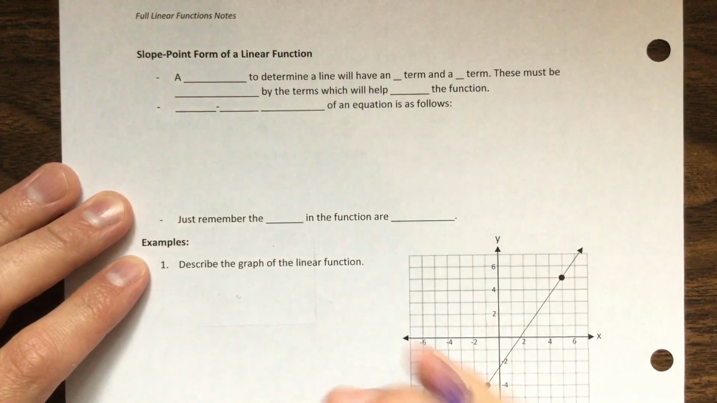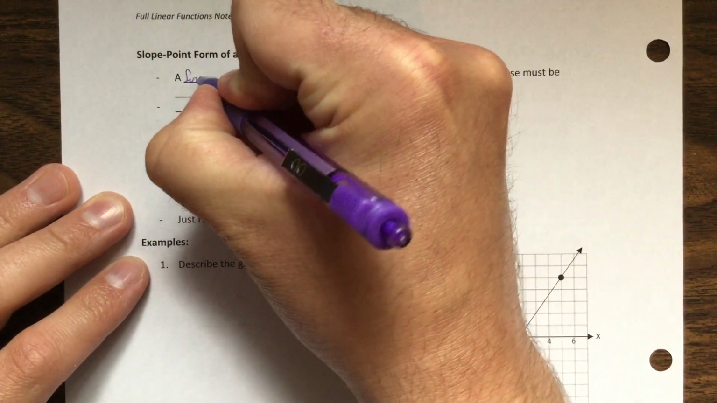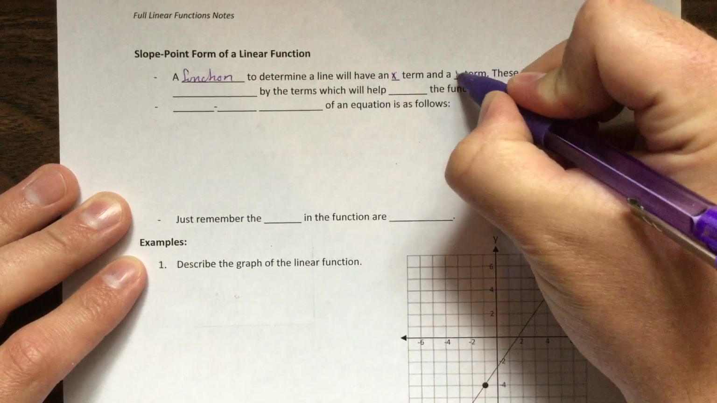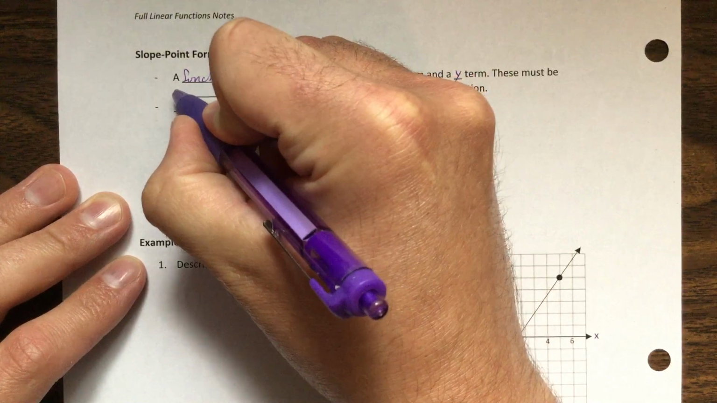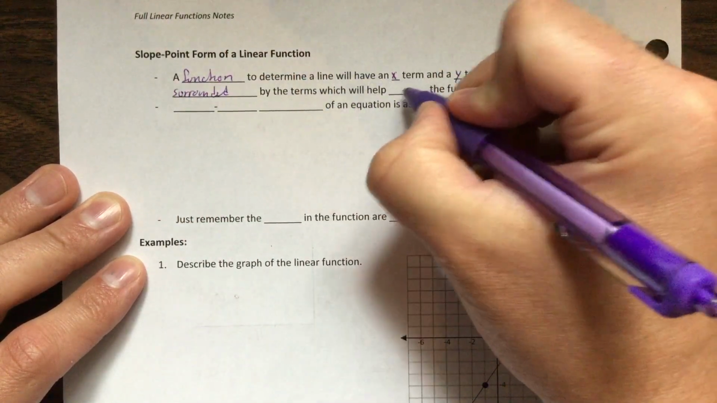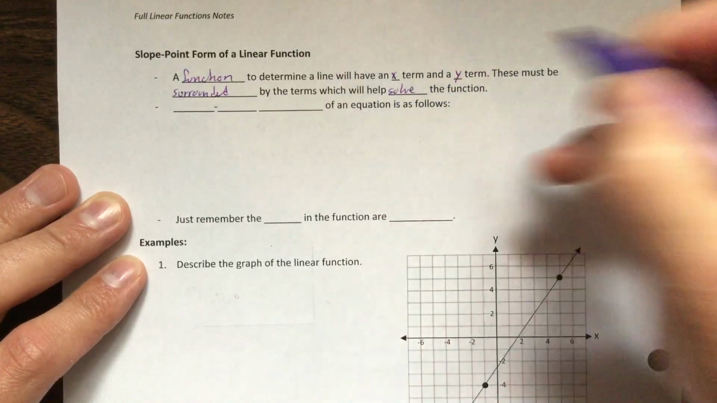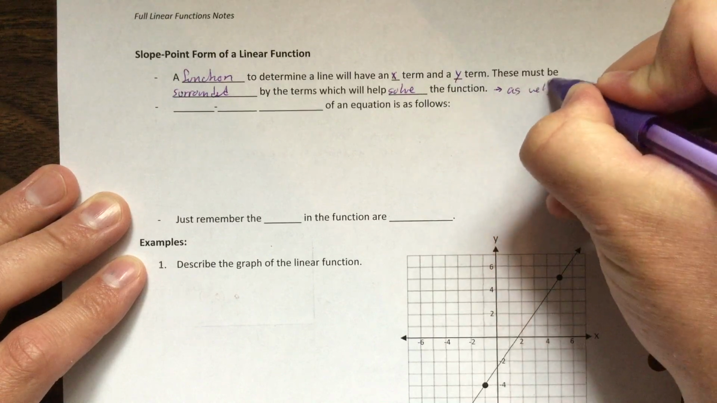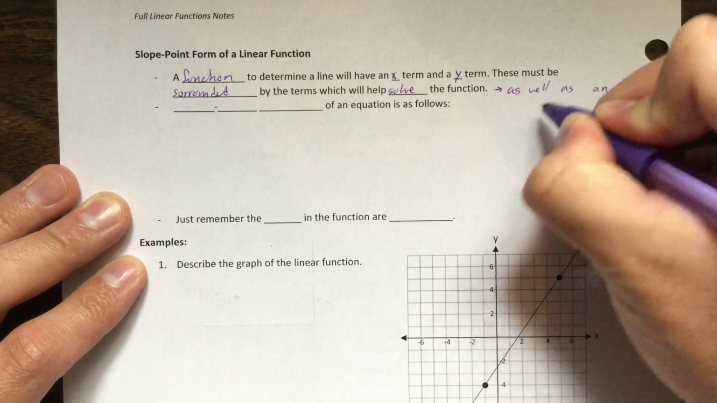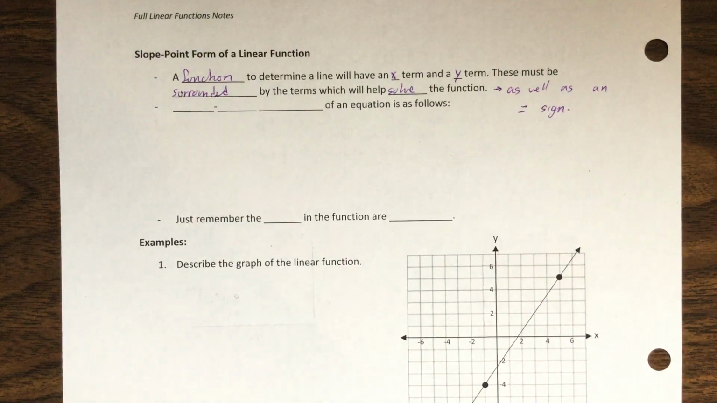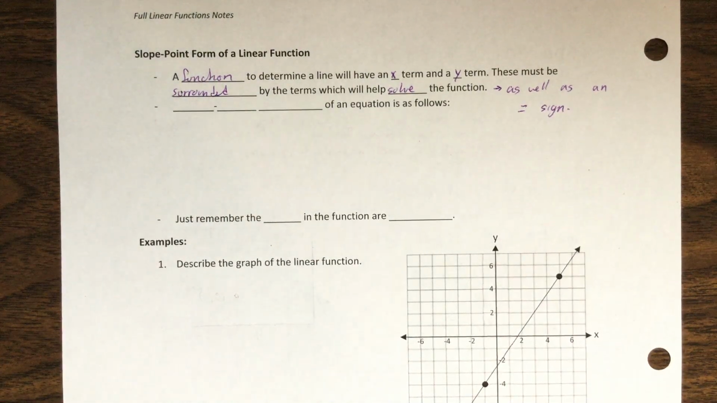All right, just to go through this really quickly again. A function to determine a line will always have an x term and a y term, and these are going to be surrounded by the terms which help solve the function, as well as an equal sign. We also need an equal sign in between, because that's what actually creates an equation.